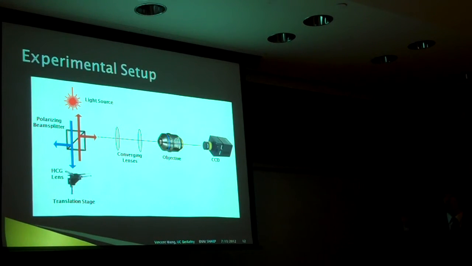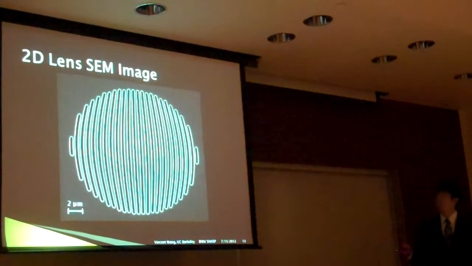By moving the translation stage up and down, we can image the focal spot of the lens at different vertical positions. This is an image of the lens taken using a scanning electron microscope. This is not the CCD image, but we can see that the lens, this is only 2 microns, so the diameter around here is about 15 microns. For a bit of perspective, human hairs on average can have a diameter of almost 100 microns. So this is a very, very small lens.